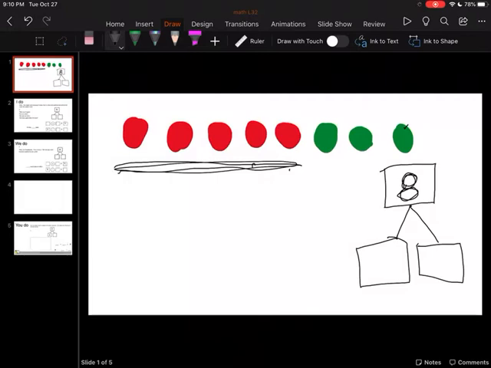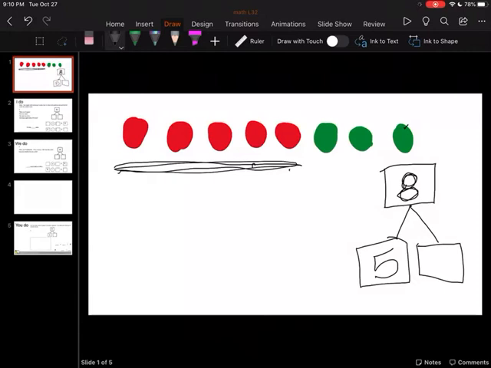And then we know that there are 5 red ones. So I'm going to write 5 in my other number bond side. So we know that in number bonds, the top box is our total, and the bottom 2 boxes are 2 parts. And the 2 parts have to equal the total, don't they, friends?